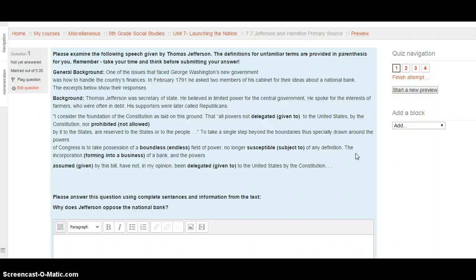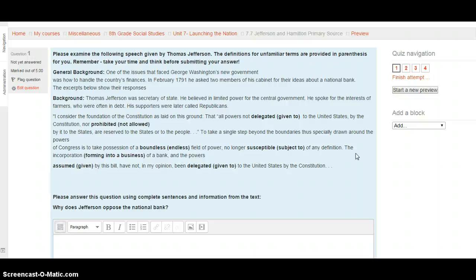One of the issues that faced George Washington's new government was how to handle the country's finances. In February 1791, he asked two members of his cabinet for their ideas about a national bank. Guess who? Thomas Jefferson, Alexander Hamilton. The excerpts below show their responses.